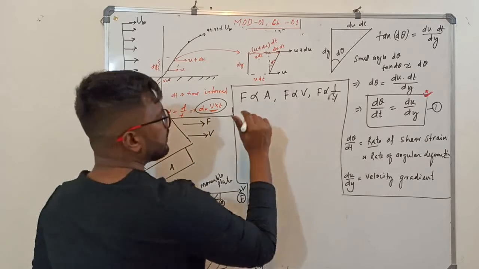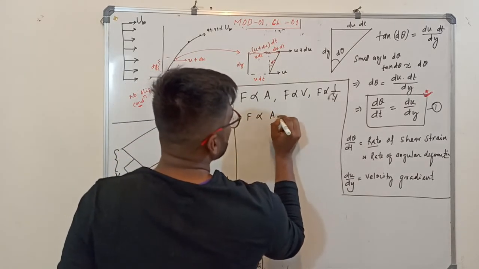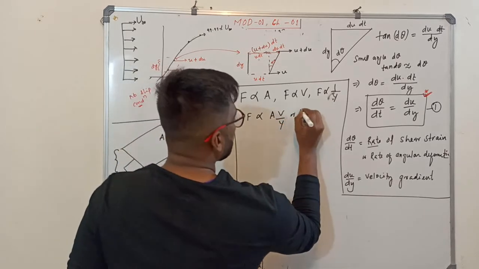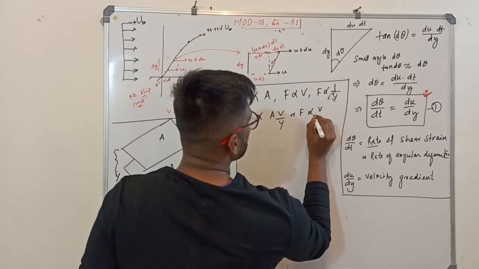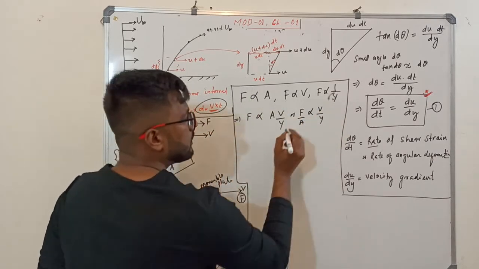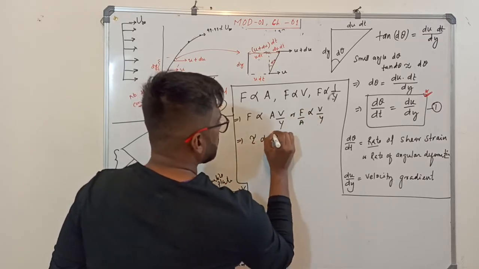So now combining all three, what you will get is F is directly proportional to A V by Y, or F by A is proportional to V by Y. Understood? Now what is this shear force per area? Shear stress.